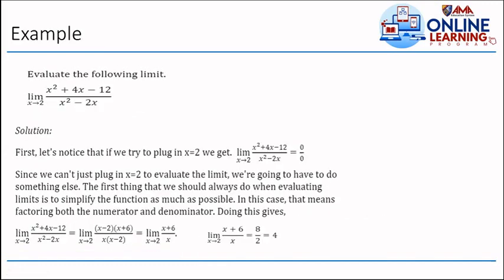Next, we have: evaluate the following limit, x squared plus 4x minus 12 over x squared minus 2x, as x approaches 2. So, when we look at the denominator, substitute 2 squared is 4, minus 2 times 2 is 4. So 4 minus 4, we have 0.